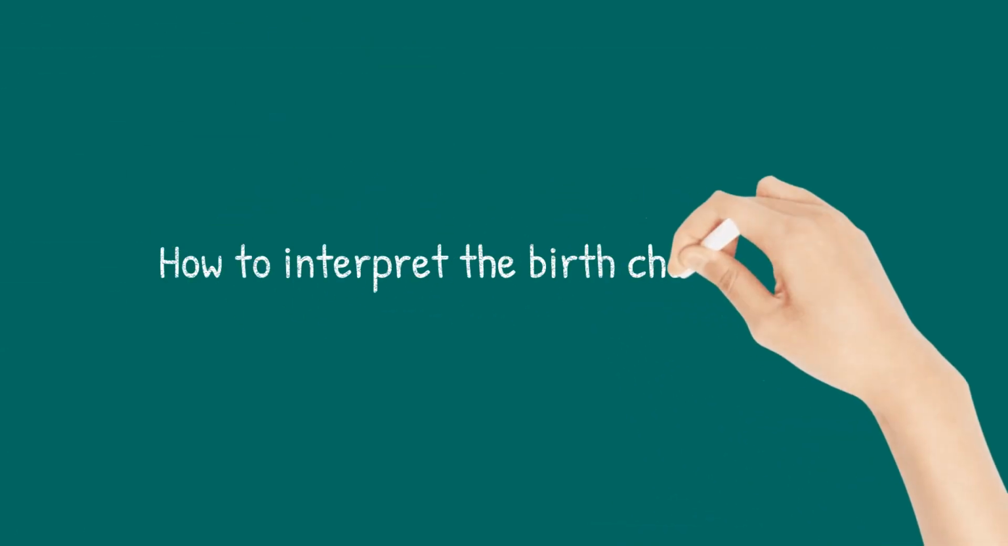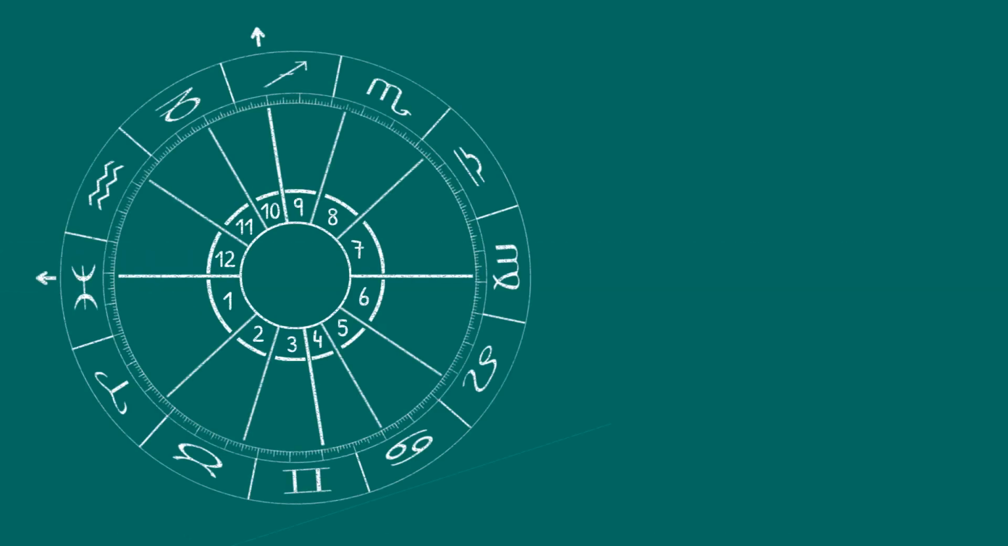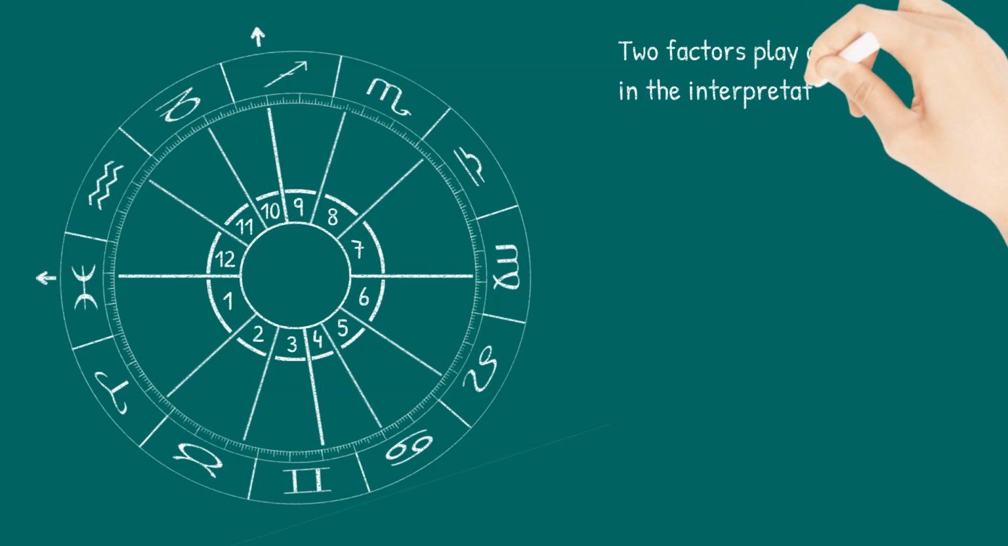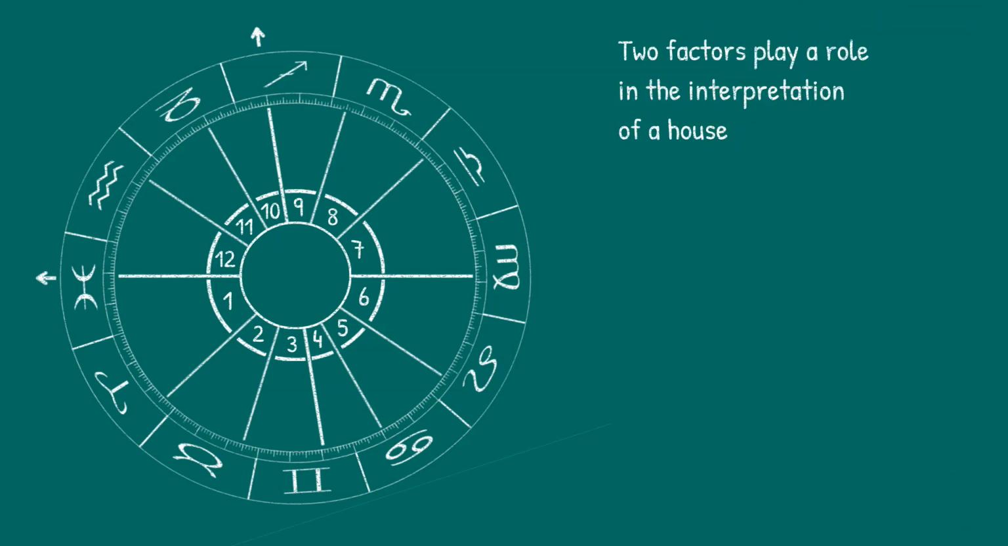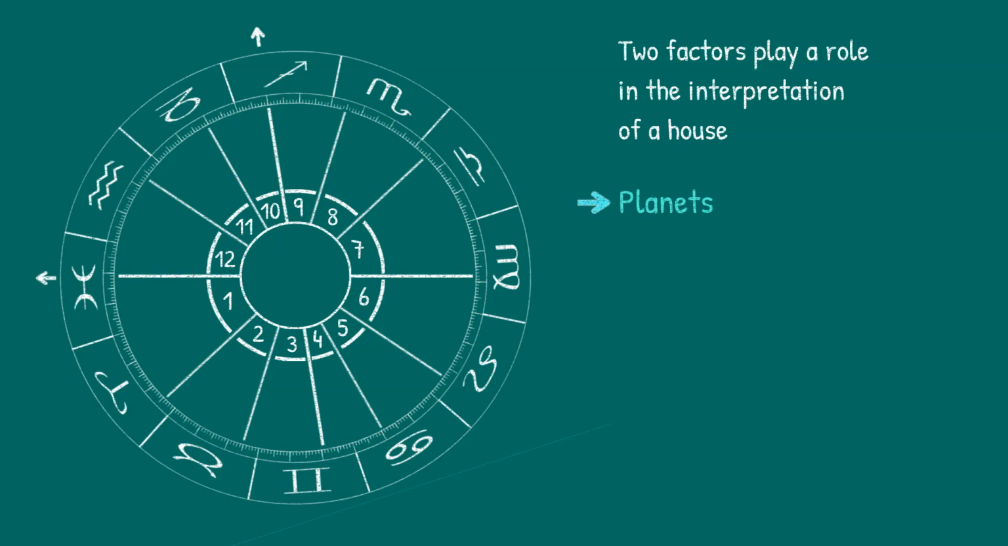Now let's move on to the question of how to interpret the birth chart houses. 2 factors play a special role in the interpretation of a house. These are primarily the planets. Here they are now marked and can be interpreted in relation to the houses, as I have shown in the video about the planets. Let's make an example for that.